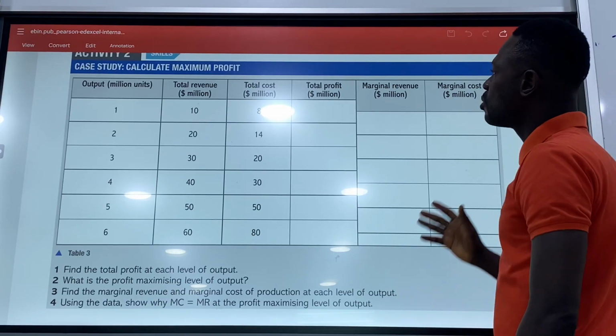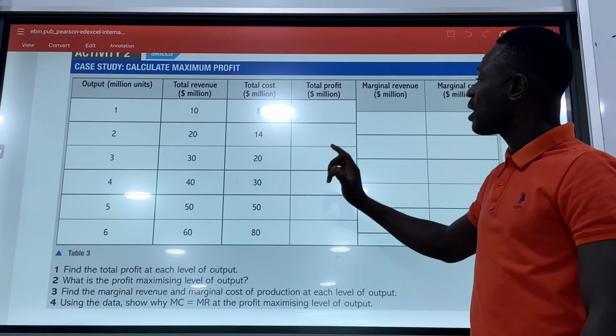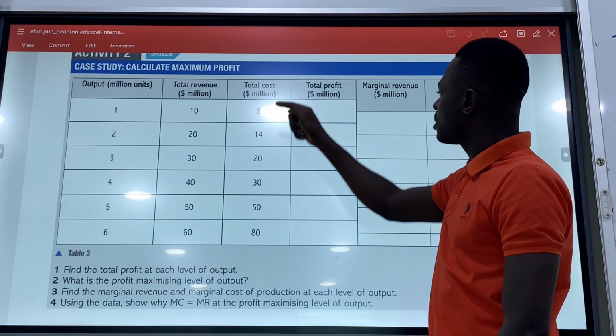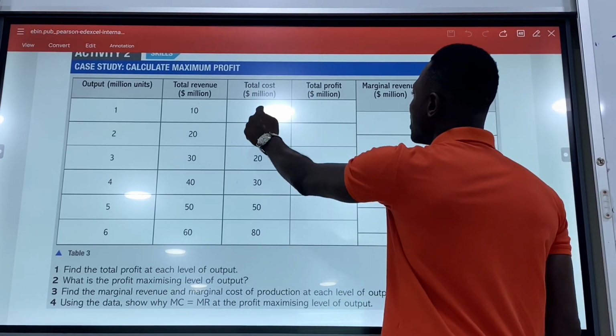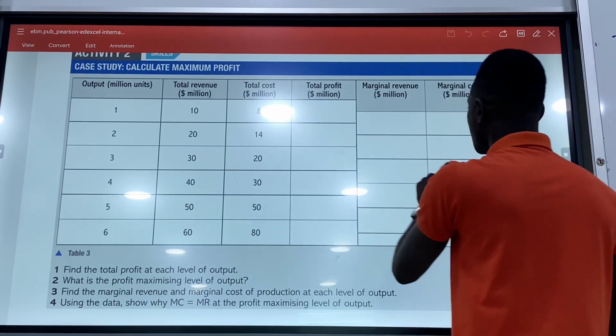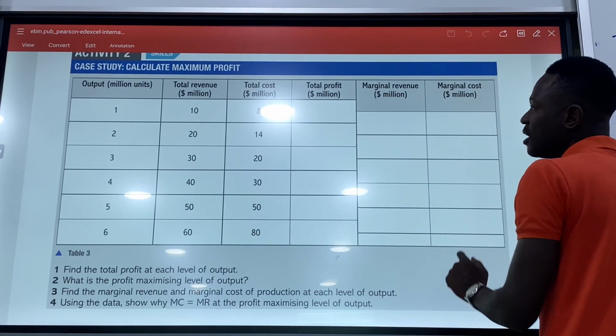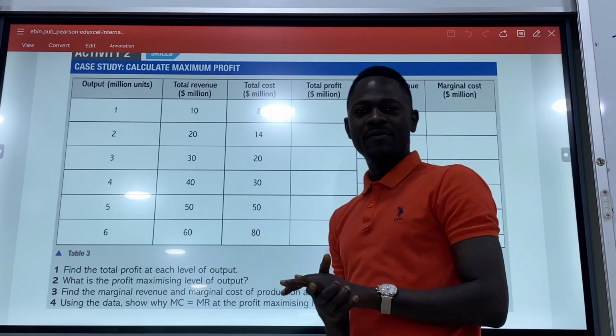Then our marginal cost will be TC2 minus TC1. So 14 minus 8, which is 6. 20 minus 14, which is 6. 30 minus 20, which is 10. 50 minus 30, which is 20. 80 minus 50, which is 30.